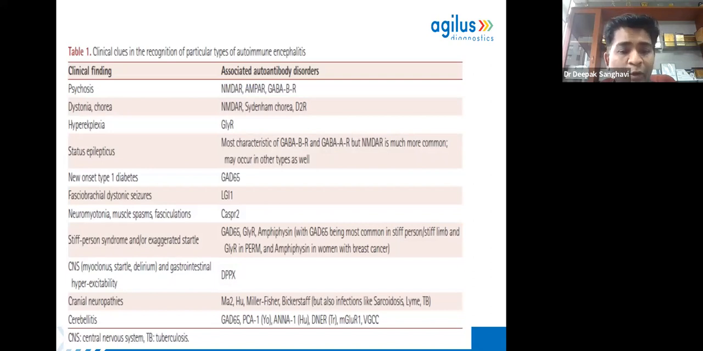When the patient is having myoclonus or hyperexcitability, then DPPX antibody may be asked by the clinician. So all these are different types of antibodies and clinical conditions which we have to know before reporting these cases.